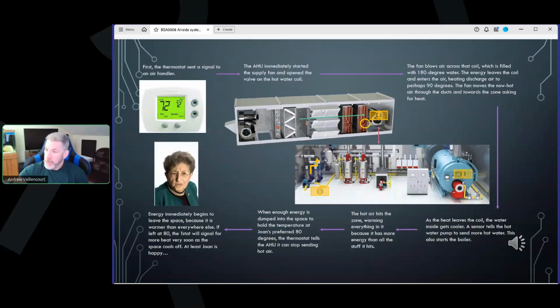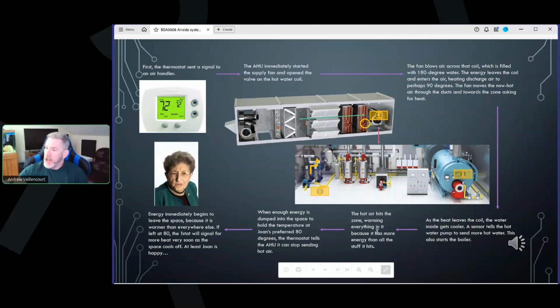So it's pulling air through your filters, through your hot water coil. The air now acquires energy from the hot water coil. Energy always goes from high to low. The air is now warm. The air is now 90 degrees. The fan moves this hot air through the ducts and towards the zone asking for heat. As the heat leaves the coil, the water inside gets cooler. Sensor tells the hot water pump to send more hot water, kicks on the boiler, blah, blah, blah.